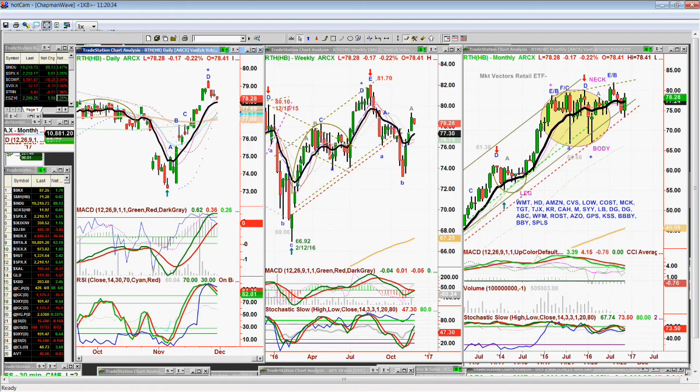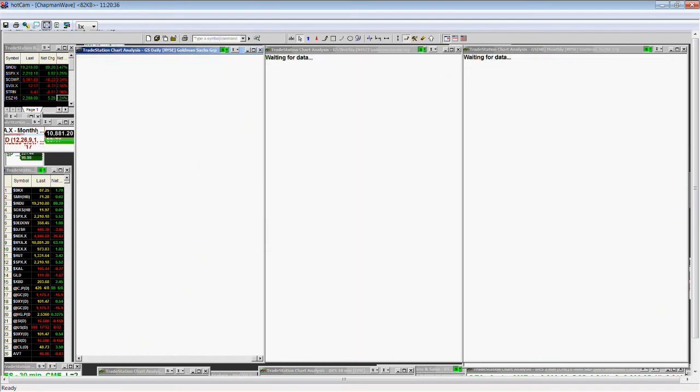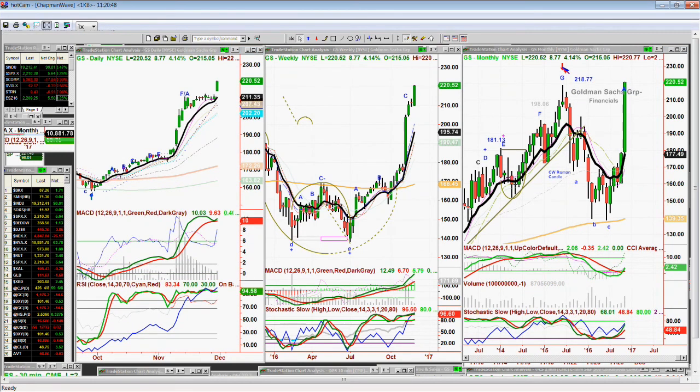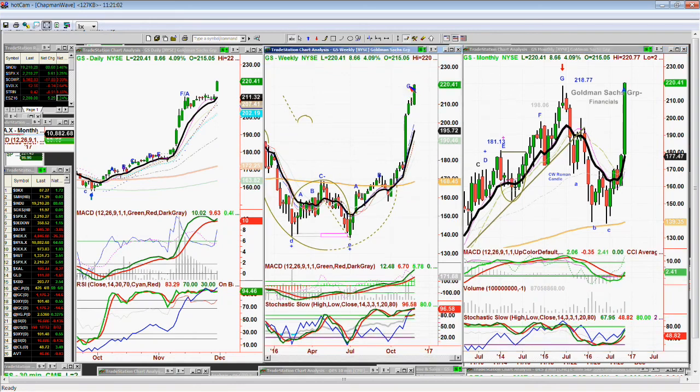Look at this. I was asked about Goldman Sachs. Goldman Sachs just keeps recycling higher. It's at all-time highs. 218.77 was the high back in June of 2015. It plunges down to 138 in June of 2016, and less than a year later, it's at all-time highs. What a V-shaped pattern, and it's only in leg C in the weekly chart.